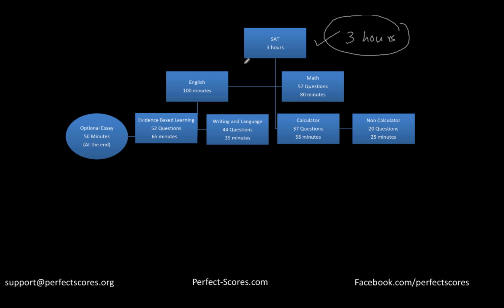Now, your SAT is divided into two parts, your English section and your math section. The English section is going to be 100 minutes and the math section is going to be 80 minutes, right? In English you get two different sections: the writing section, that is writing and language, and the evidence-based reading section, which is your old reading section. And this is your old writing section.